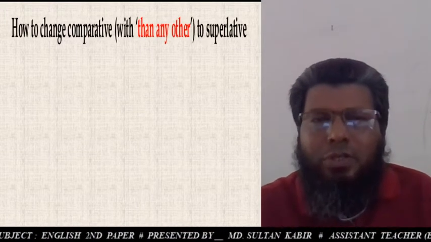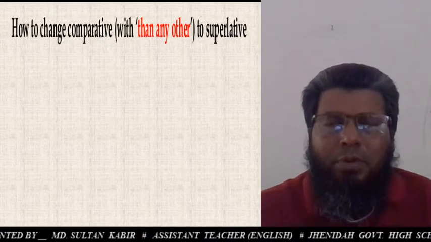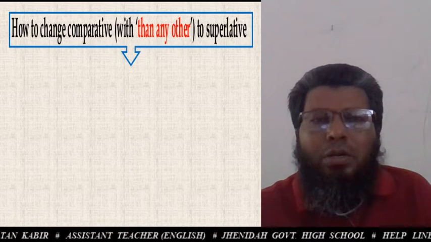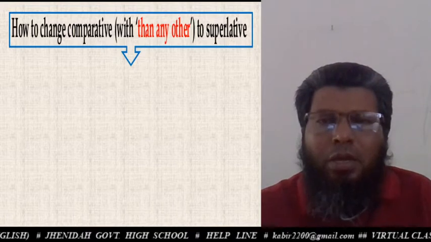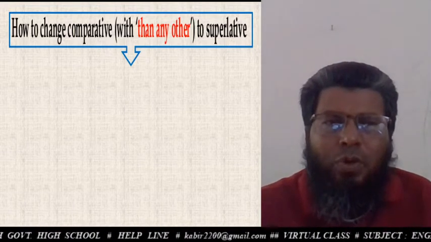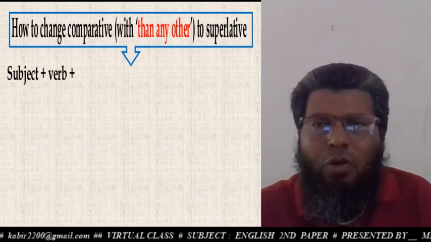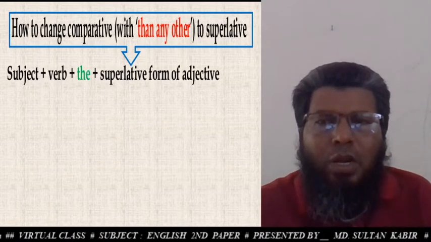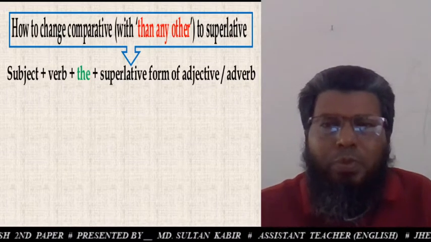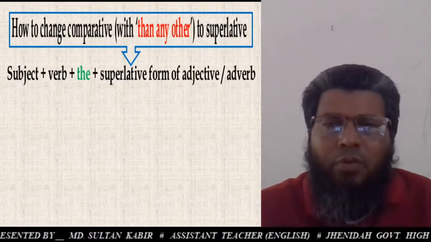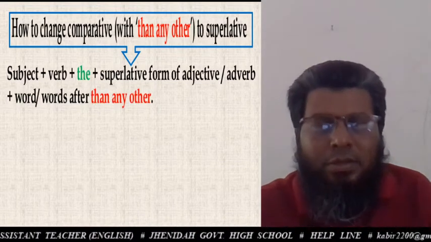So now the first rule: how to change comparative with "than any other" to superlative. That means, dear learners, if the comparative degree contains "than any other", how can we change the comparative degree to superlative? Now look at the structure of superlative degree here. At the beginning we will write down the subject, then verb, then "the", then the superlative form of the adjective or adverb, and then the word or words after "than any other".